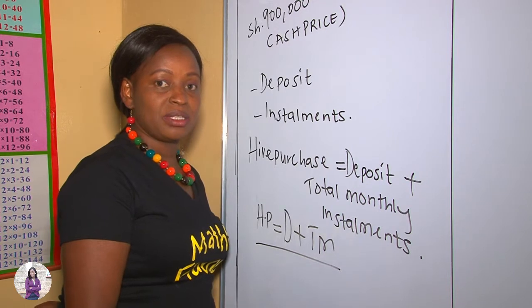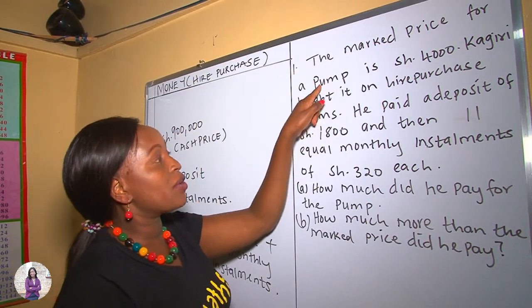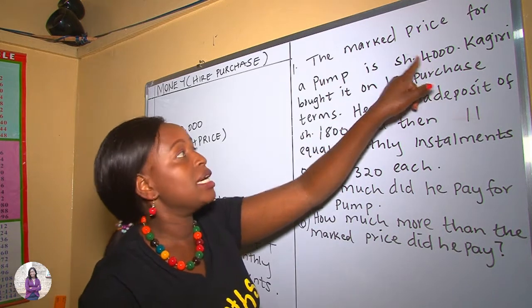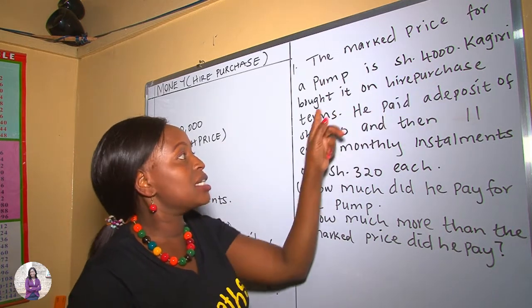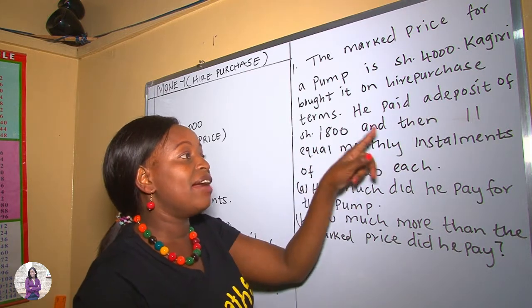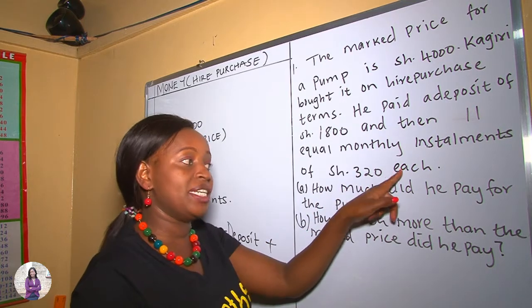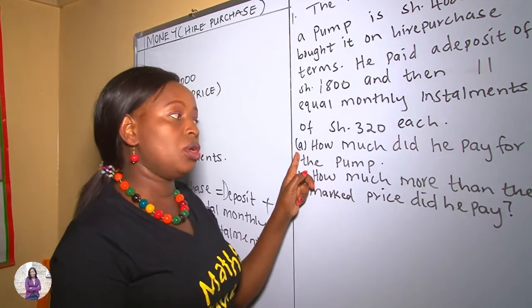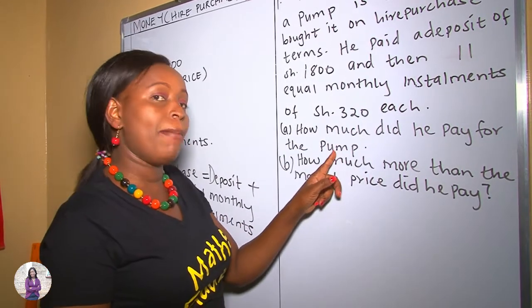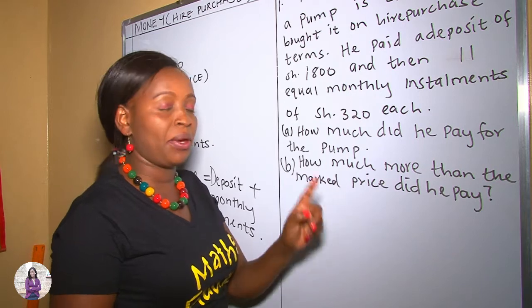Let's get examples. In this question, we are told that the marked price for a pump is shillings 4,000. Kagiri bought it on hire purchase terms. He paid a deposit of 1,800 and then 11 equal monthly installments of shillings 320 each. The first question, how much did he pay for the pump? Second question, how much more than the marked price did he pay?